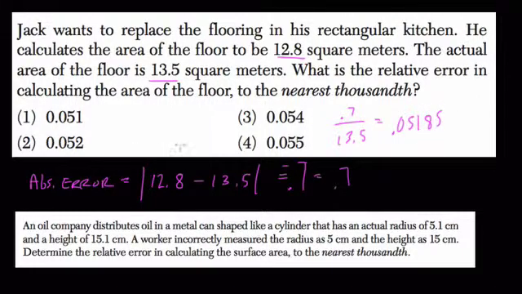0.05185. And to the nearest thousandth, we have 0.052. This 1 should be rounded up to a 2 because of this 8 right here. So I pick choice 2.